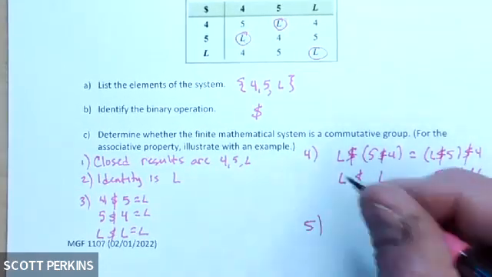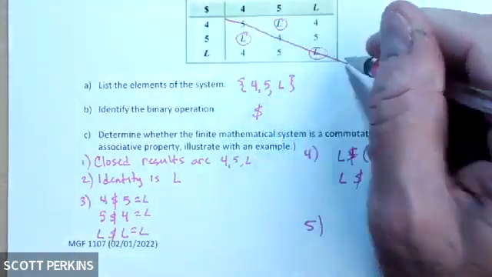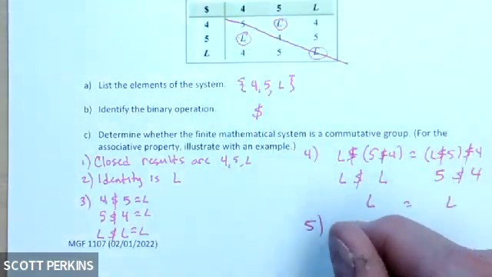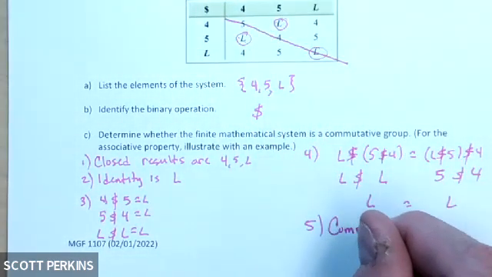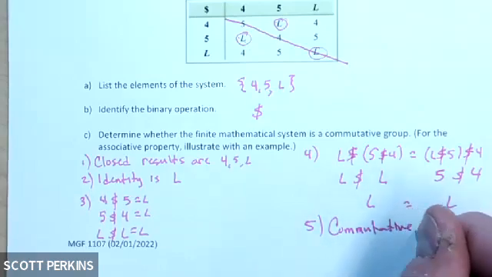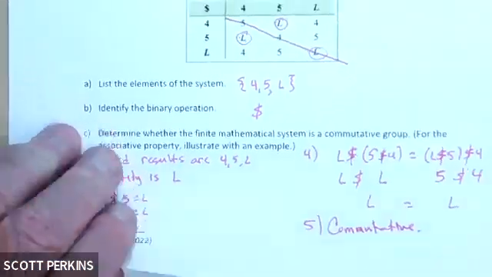Last thing is this commutative. So I draw the diagonal. And yes, I have the same thing above and below. So it's commutative. All right, last problem for the day. Last page.